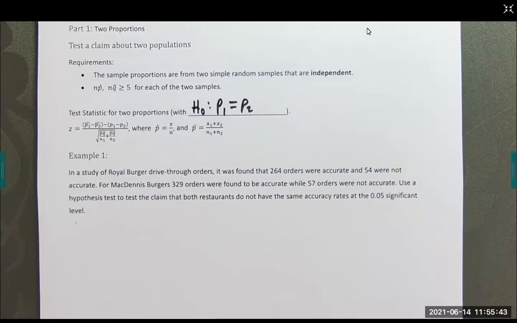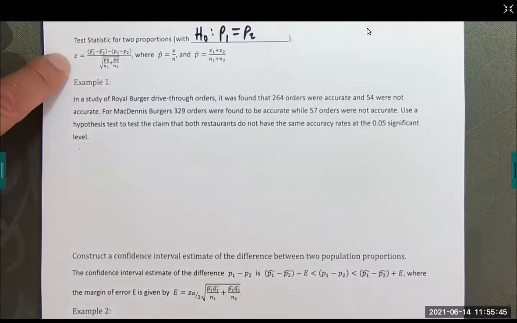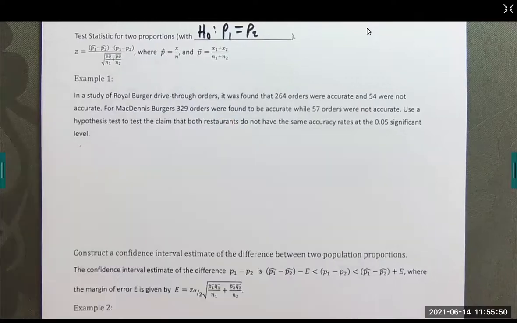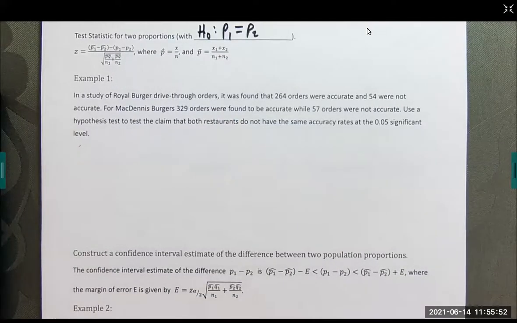And here's our test statistic. Again, thankfully, we have technology that allows us to not have to plug stuff into that. Example 1: in a study of burger drive-through orders, it was found that 264 orders were accurate and 54 were not accurate. For McDonald's burgers, 329 orders were found to be accurate, while 57 orders were not accurate. Use a hypothesis test to test the claim that both restaurants do not have the same accuracy rates at the 0.05 significance level. Okay.